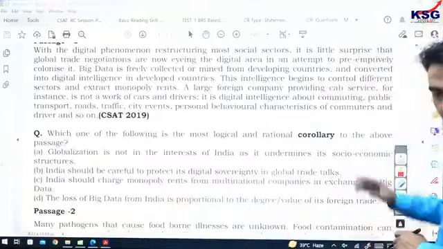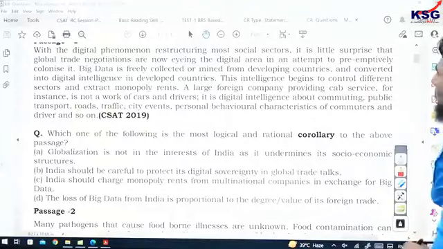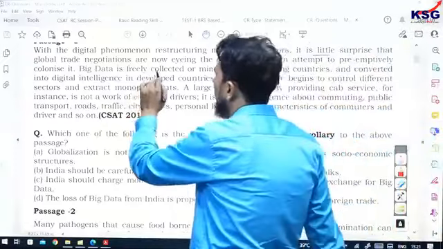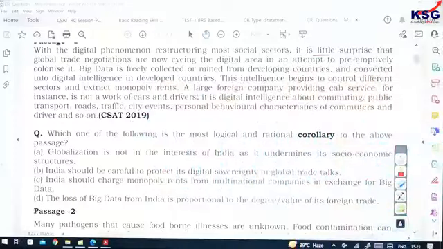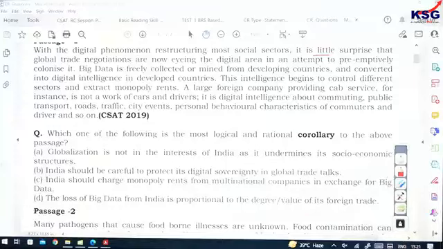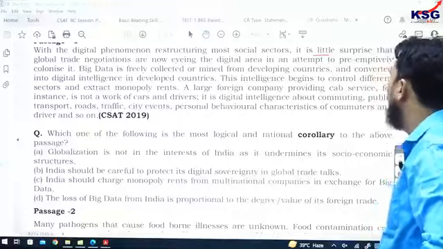In this, somebody has doubt in this passage as well. It talks about digital phenomenon restructuring most social sector. It is little surprise, little means negligible surprise, that global trade negotiations are now eyeing the digital area in an attempt to preemptively colonize it. In the first session, I also gave an example from, I think, almost the same para. Big data is freely collected or mined from developing countries and converted.